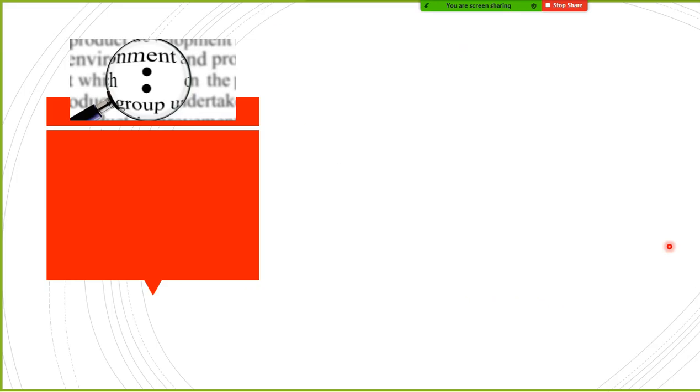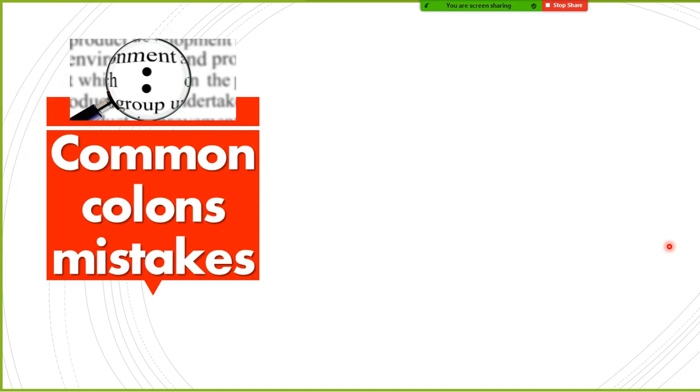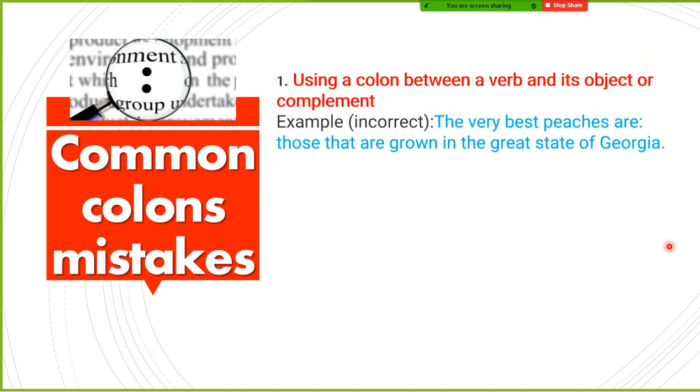This is, yes, what you have said. Right. Mistakes, common colon mistakes. The first thing: using a colon between a verb and its object or complement, like the example, the very best peaches are those that are grown in the great state of Georgia.